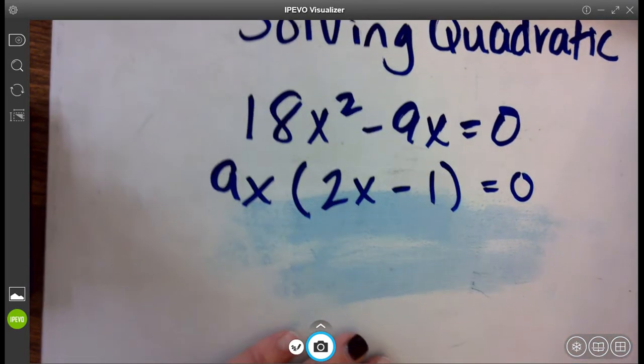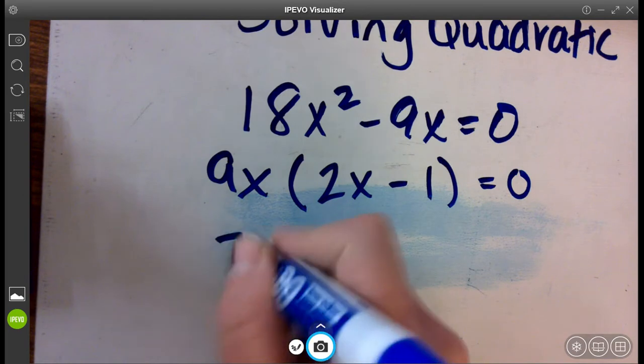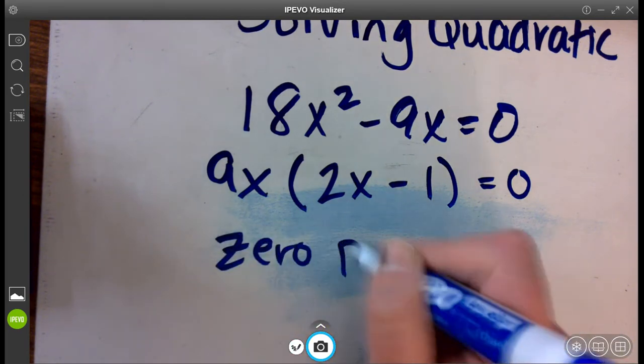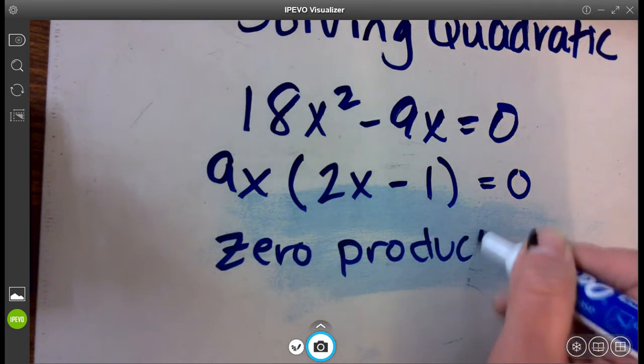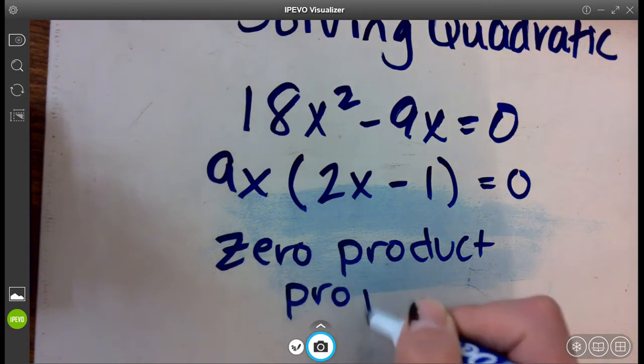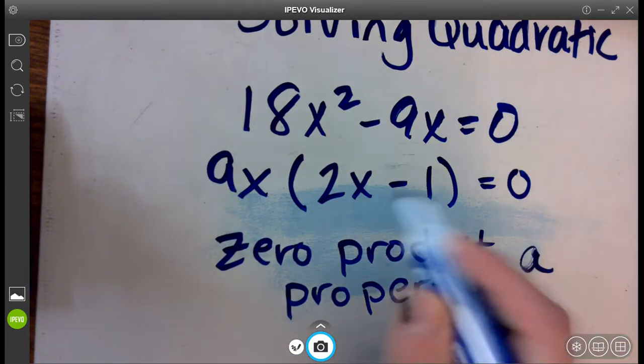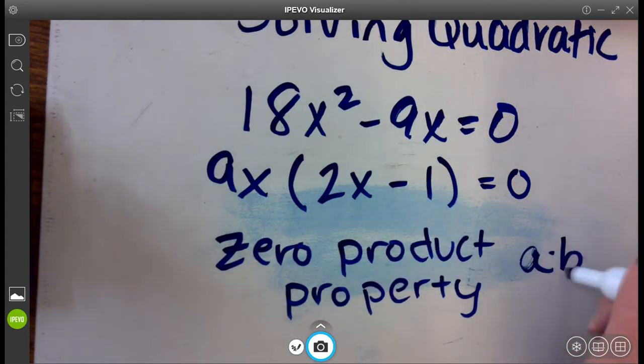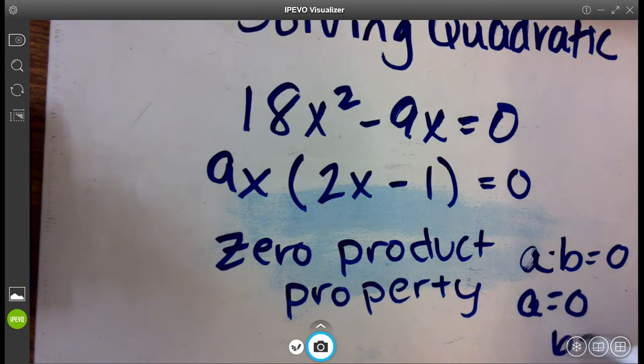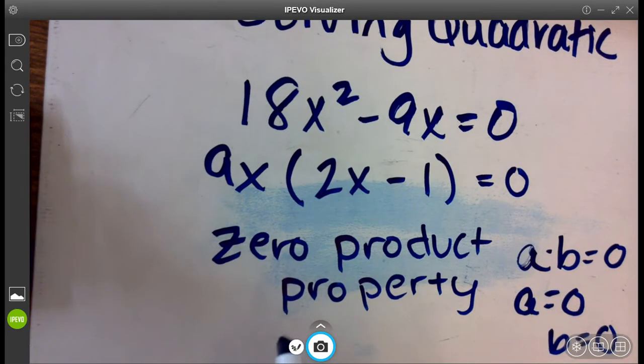Okay, now that it's factored, there's a property called the zero product property. And it says that if I have two factors, we'll call this factor A, and we'll call this factor B, and if I multiply them together to equal 0, that means A equals 0 or B equals 0. And you solve for both.